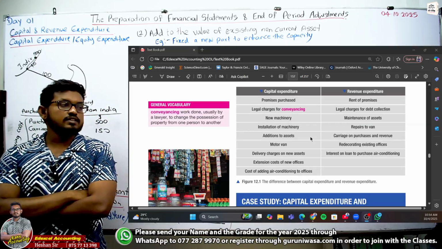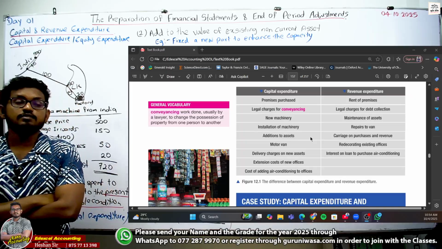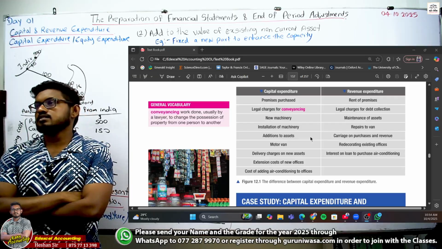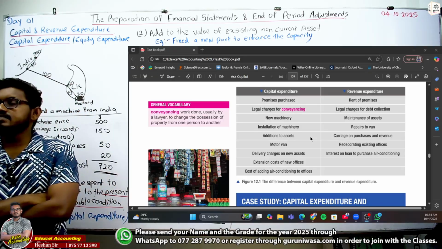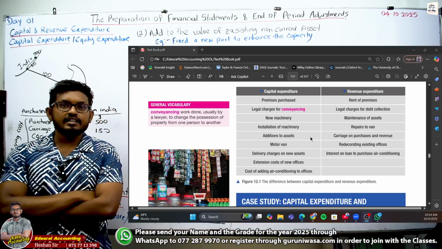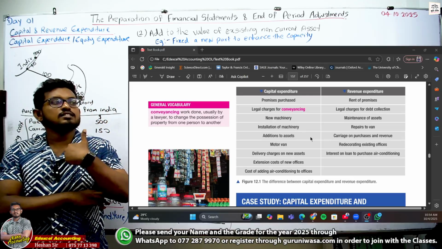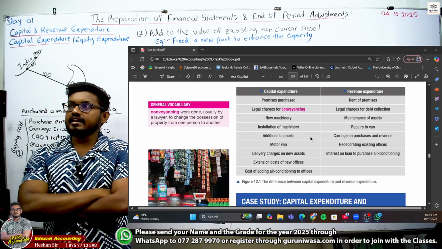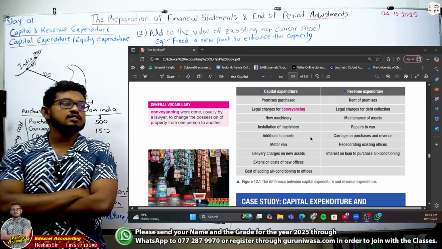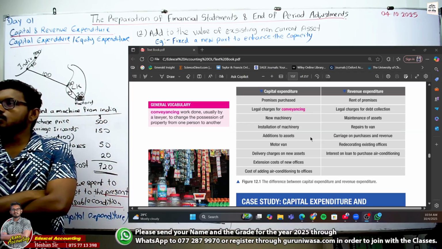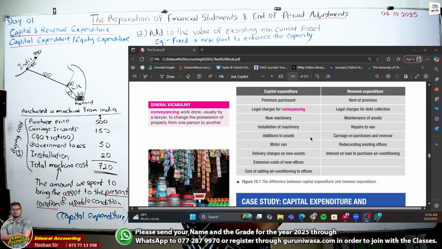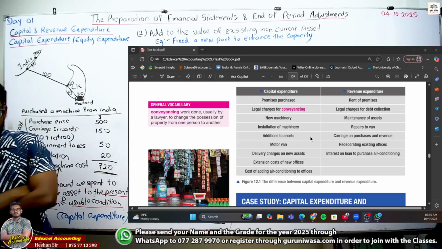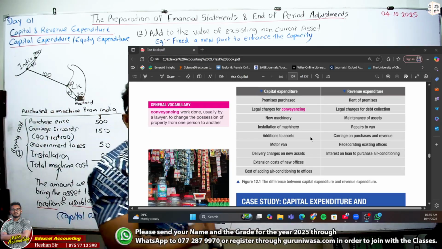Now carriage inwards for the stocks is a revenue expenditure, but carriage inwards for an asset, which means a motor vehicle or something non-current, is a capital expenditure. Redecorating an existing office: when we redecorate, it's after we start the usage, so it is just a revenue expenditure. Now, if we decorate the office before it starts, it will be added to the cost of the place. Interest on a loan to purchase an air conditioner. Once we purchase an air conditioner on a bank loan or on a credit basis, the interest we pay is a revenue expenditure, right?